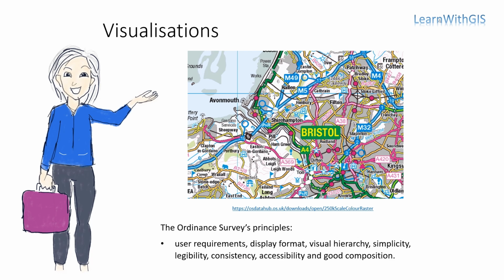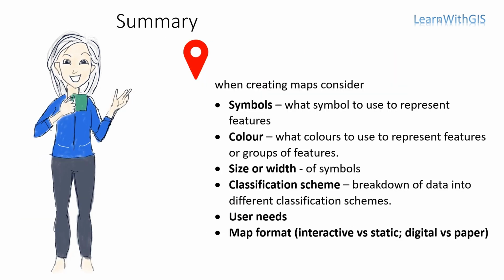The Ordnance Survey, the national mapping agency from the UK, uses several principles for their maps. These include user requirements, display format, visual hierarchy, simplicity, legibility, consistency, accessibility, and good composition. That is a lot of different things to think about.